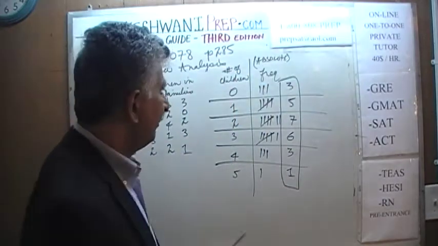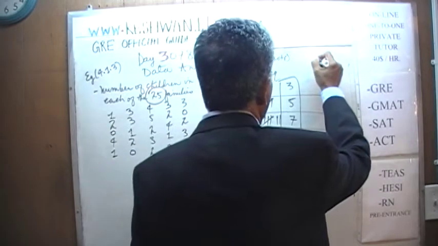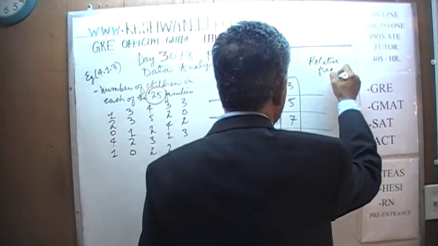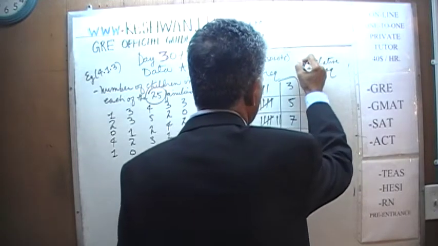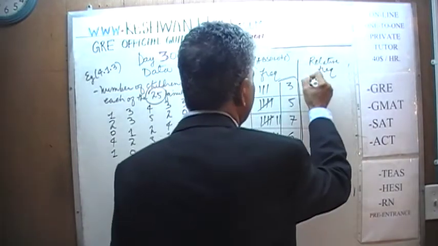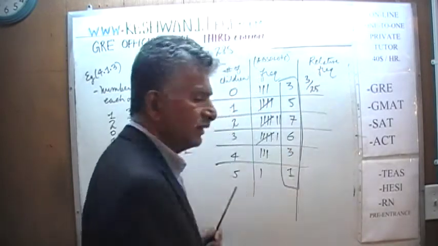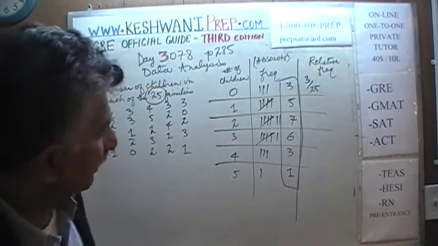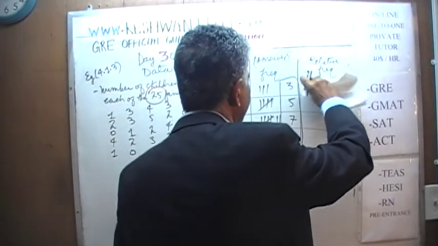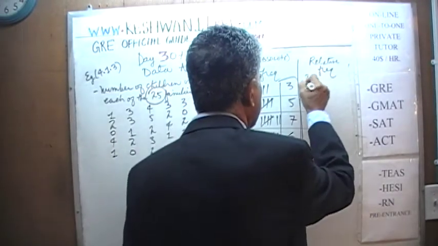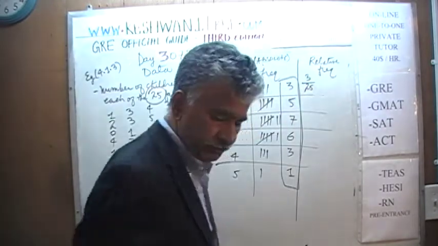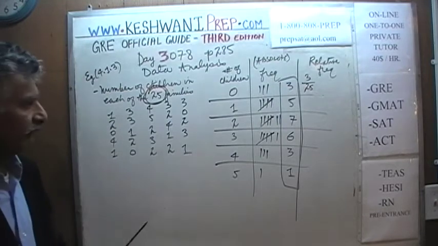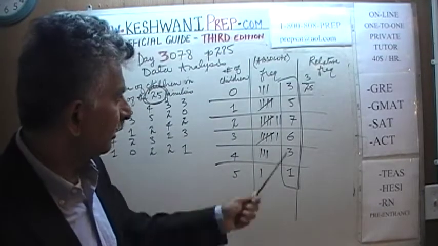Now let's present the same information in relative frequency terms. When we want to present it as a relative frequency, we can present it as a fraction, 3 out of 25. Why 3 out of 25? Because 25 families were surveyed. The data, as you can see, there is 25. And when we add these up, they better also add up to 25.